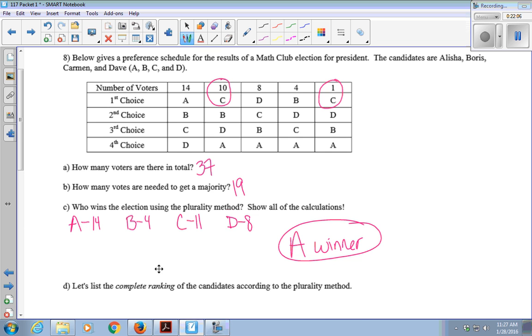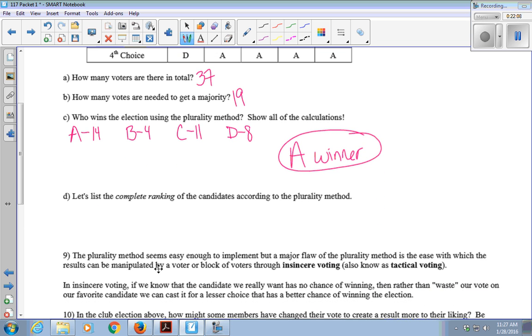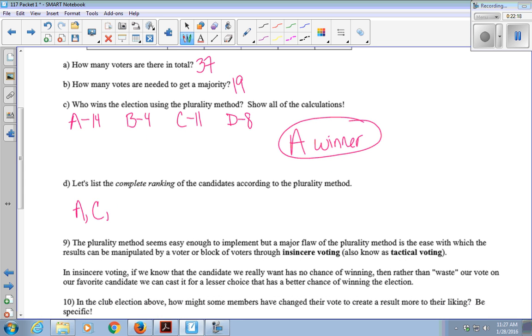All right, now what if I was going to rank these completely, like first, second, third, and fourth? A is first, right, because A won. Then C has 11, so C is next. Then D, then B. So we call that the complete ranking using the plurality method.